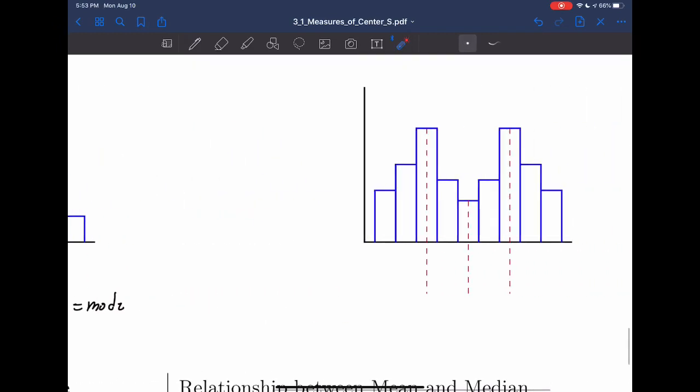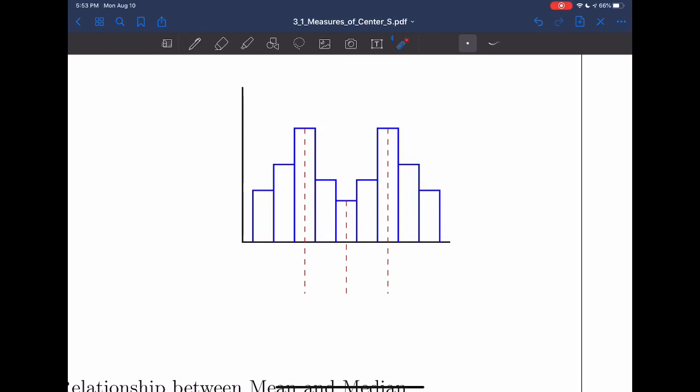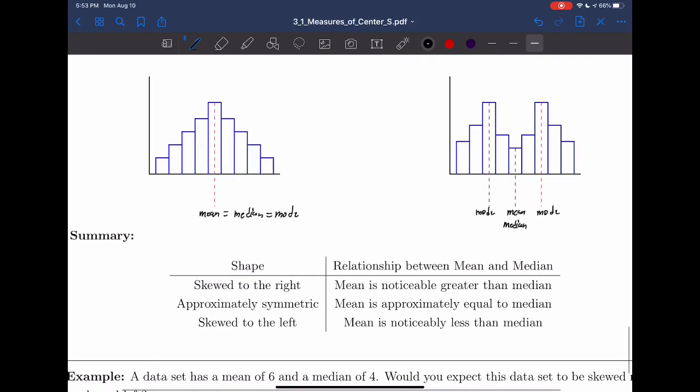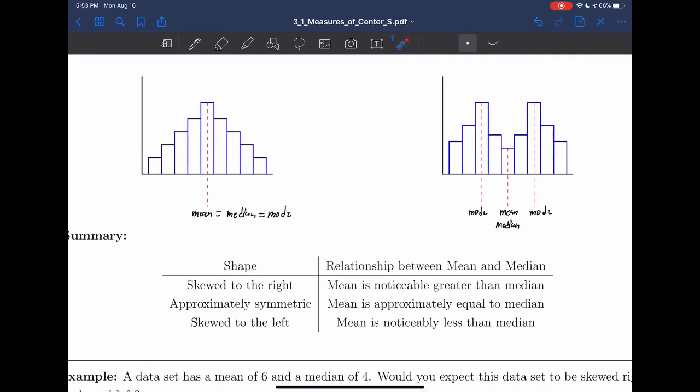Because let's consider this example. Here we have 2 modes. Both of these will be our mode because they're our highest peaks, and our mean and median are the same because this is symmetric. So I wrote down a little summary here about what happens when you skew to the right. Your mean is greater than your median. When you're symmetric, your mean is about the same as your median. And when you're skewed to the left, your mean is less than your median.